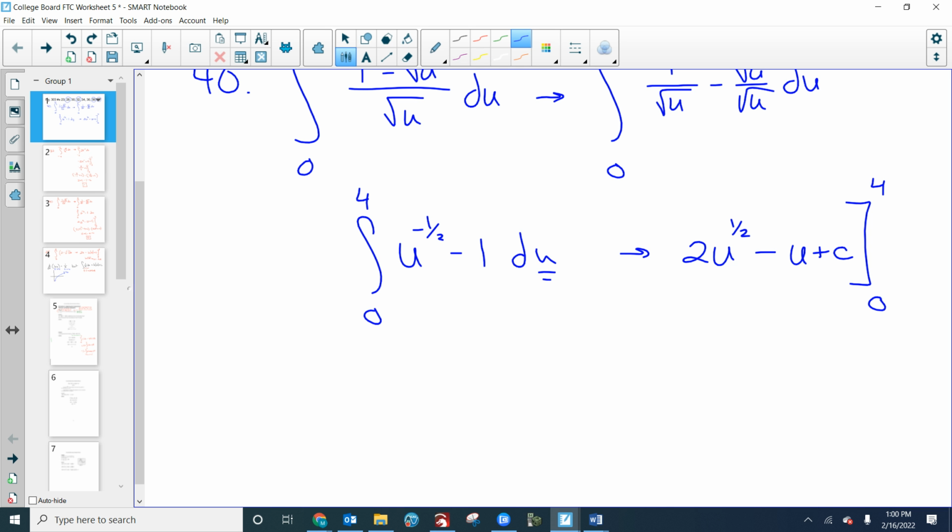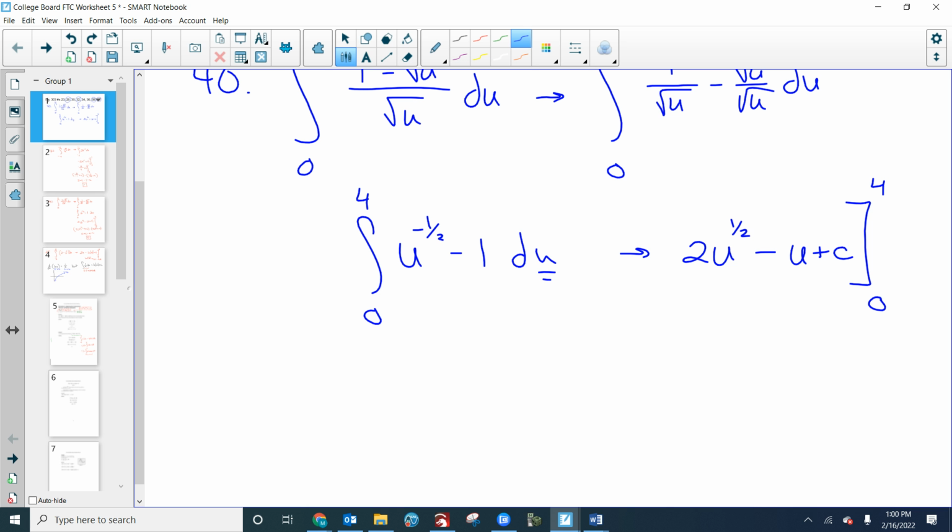Uh-oh, I don't have a negative there. How can I adjust for a negative? Make this negative plus a constant, right? Do you see how to guess and check at it? That's the fundamental theorem of calculus. The derivative of the antiderivative checks to make sure you get back to the original. Okay?